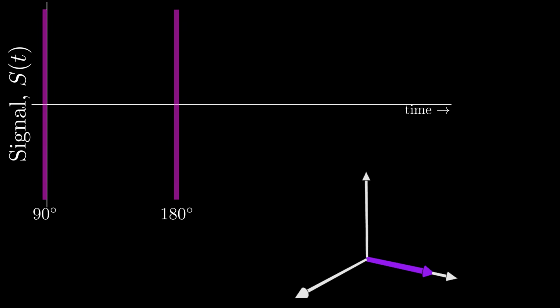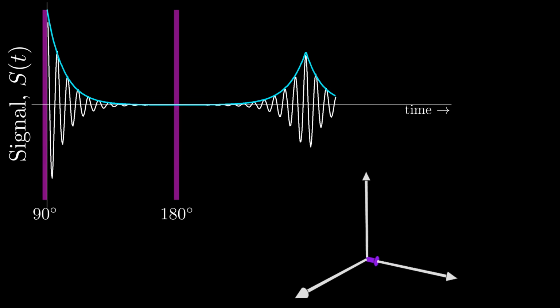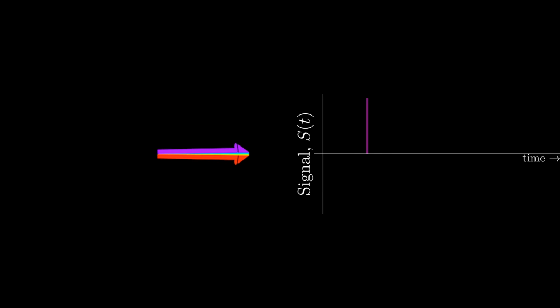Here's our 3D magnetization vector cartoon to help. So as expected, the FID is seen following the 90-degree pulse. But the addition of the 180 results in a signal echo of sorts. This is called the spin echo. So what just happened? Well, let's return to our dephasing spin cartoon to help.